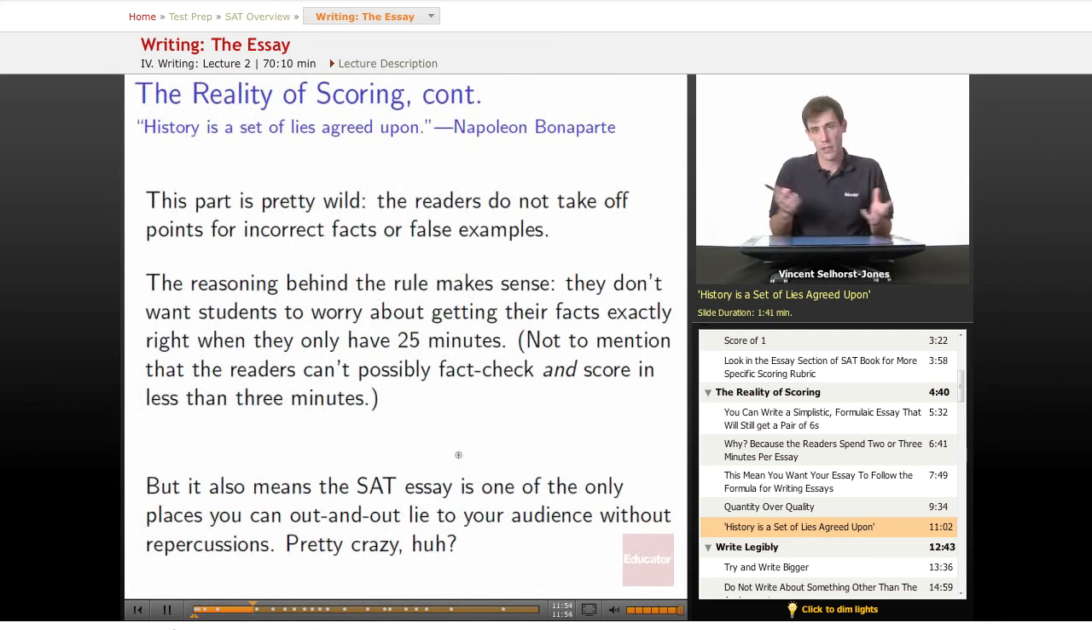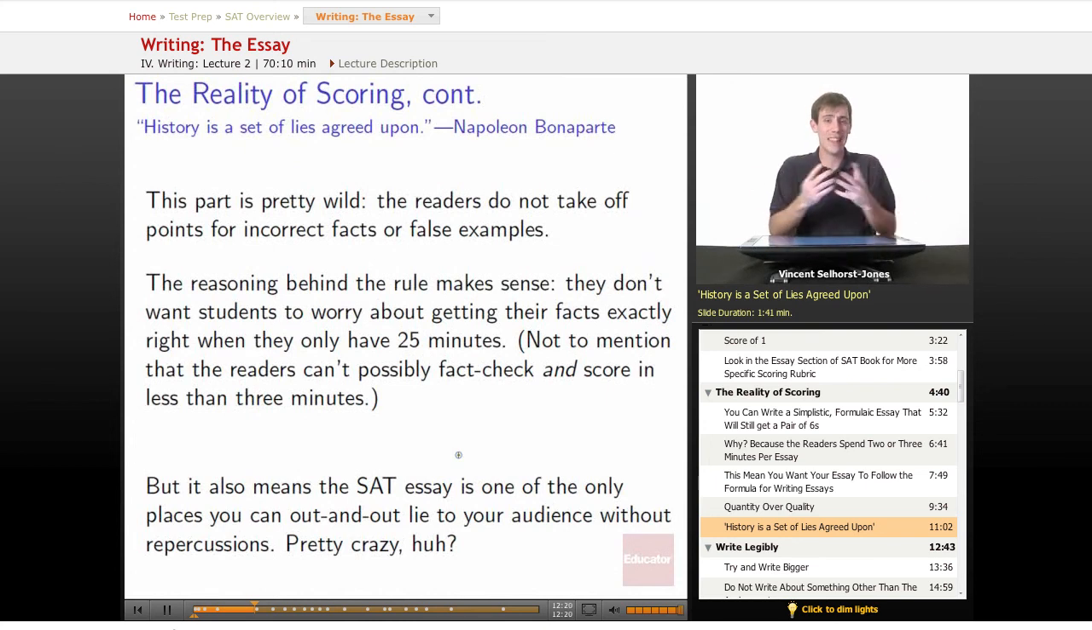And also, let's consider this. The readers, if they're doing an essay in 3 minutes, there's no way they have the time to actually do a good job fact-checking and scoring in just 3 minutes. So from an expediency point of view, the test makers can't expect their readers to fact-check. And also, they don't want to make the students sweat too much about getting all their facts exactly correct. But this also means you can twist this into this really bizarre thing.